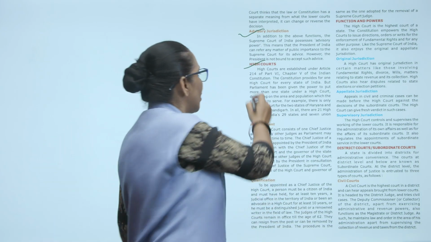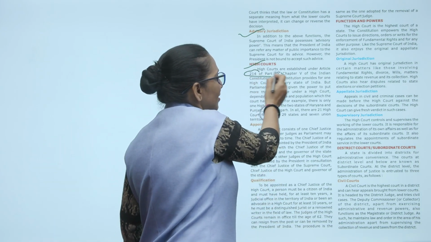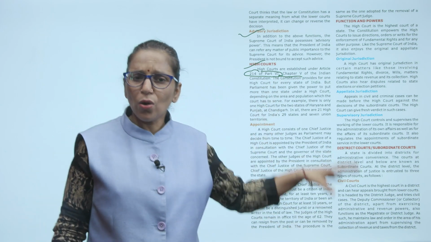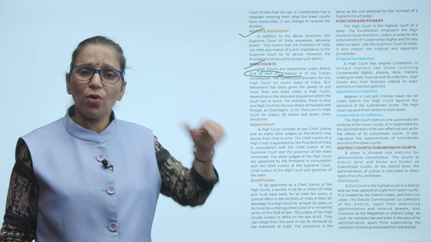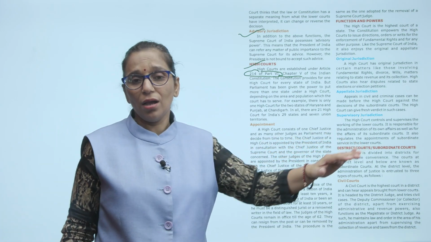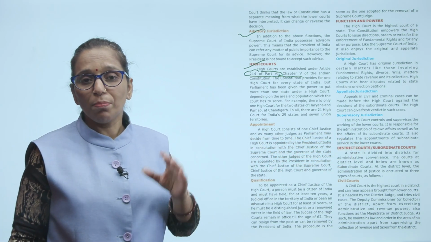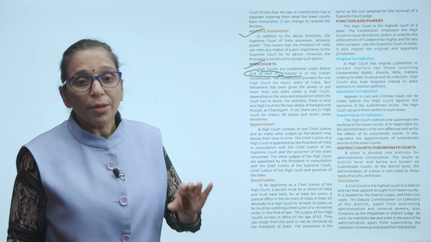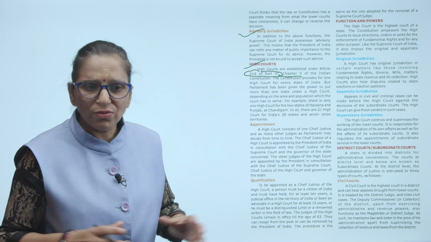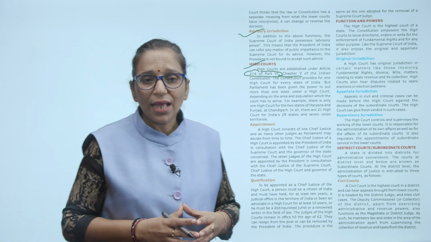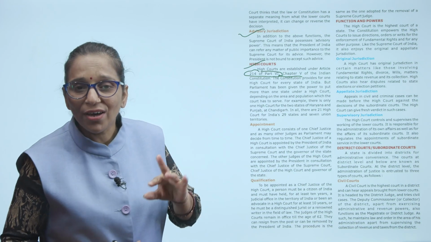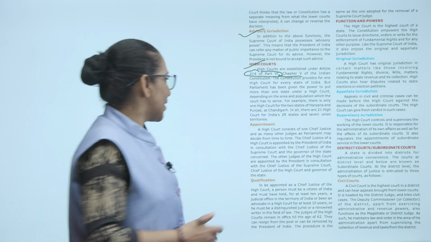High Courts are established under Article 214 of Part 6, Chapter 5 of our Indian Constitution. The Constitution provides for one High Court for every state of India, but Parliament has been given the power to put more than one state under a High Court depending on the area or population which the court has to serve. For example, there is only one High Court for the two states of Haryana and Punjab, that is in Chandigarh.